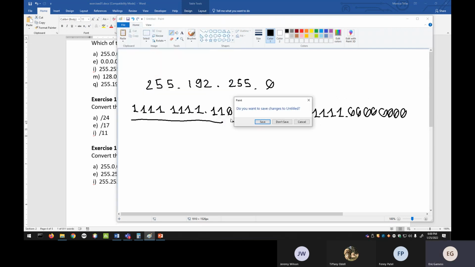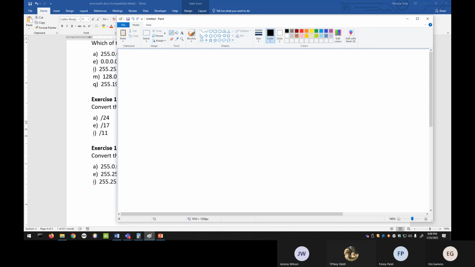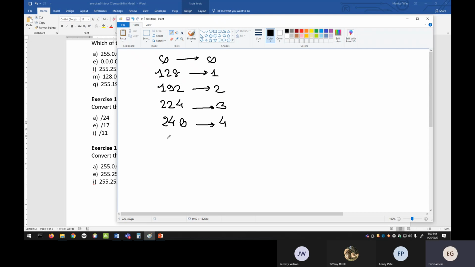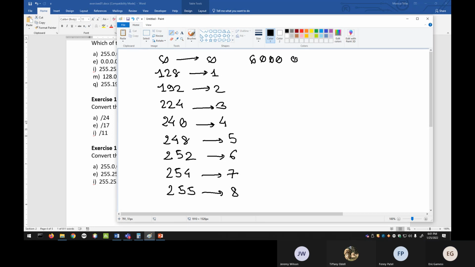So with time, you will memorize this table. So 0, 0. 128 is just 1. 192 has 2 ones. 224 has 3 ones inside. 240 has 4 ones inside. 248 has 5 ones inside. 252 has 6 ones inside. 254 has 7 ones inside, and 255 has 8 ones inside, which means that 0, if I represent it in binary, doesn't have 1 inside.